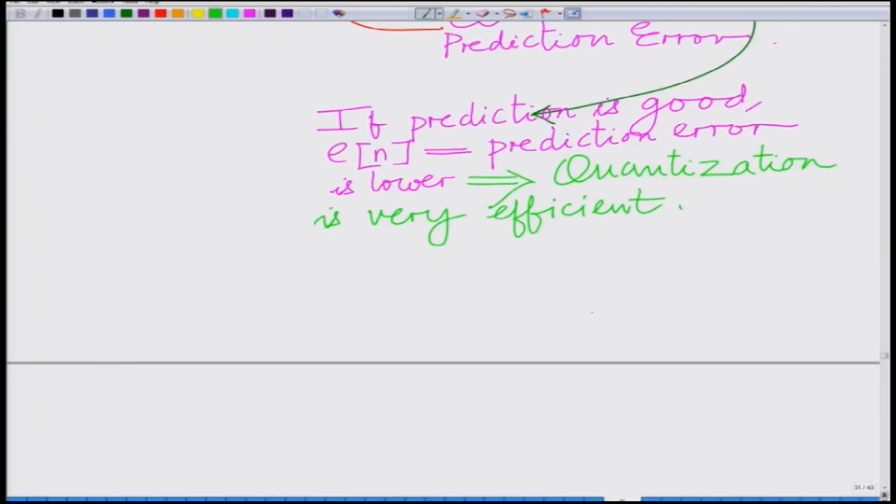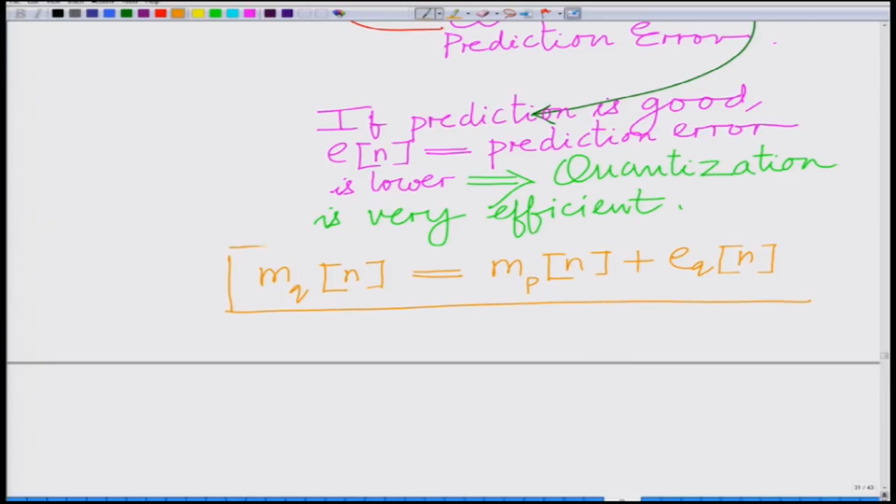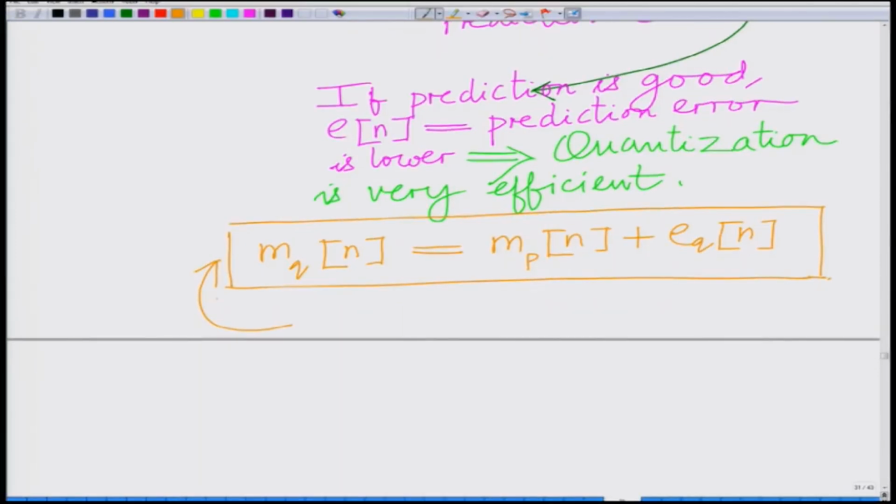Now, EQ of n is the quantized prediction error. Now, MQ of n, the reconstructed signal, is similar to delta modulation, that is simply your MP of n, the prediction. Remember, in DPCM this is simply MQ of n minus 1, this is MP of n plus EQ of n. Okay, this is your reconstruction.